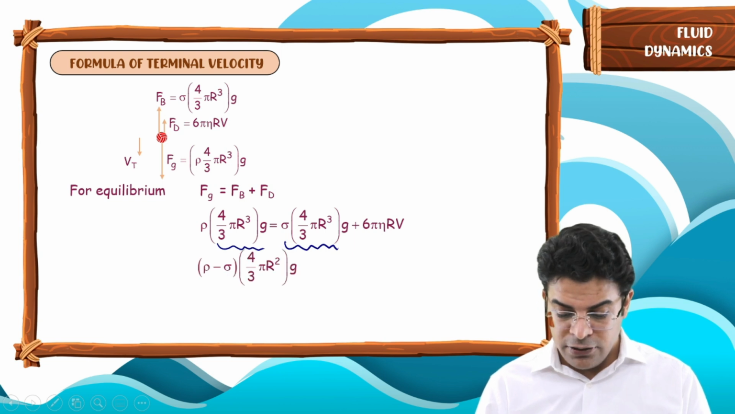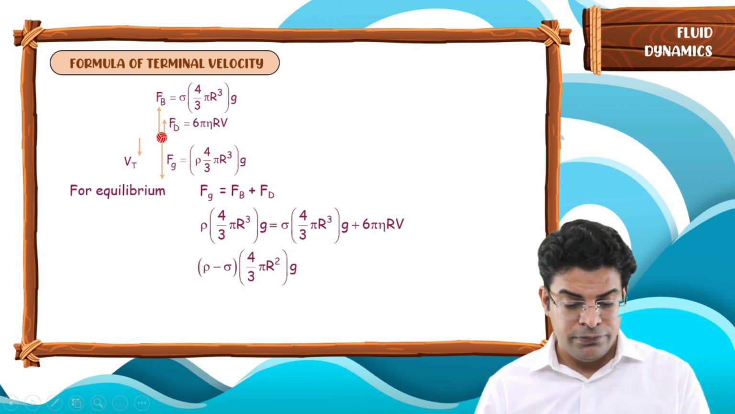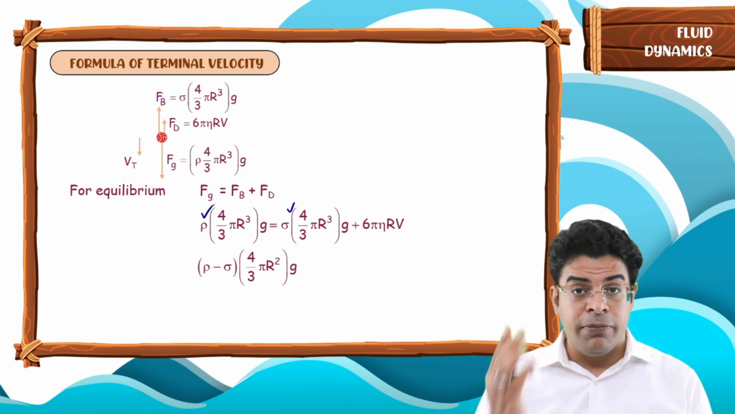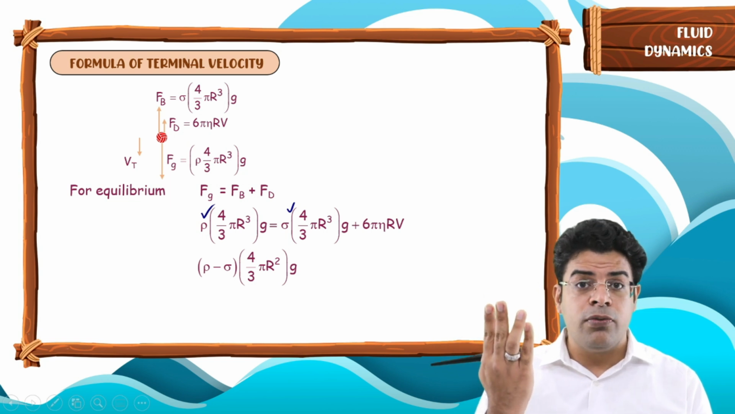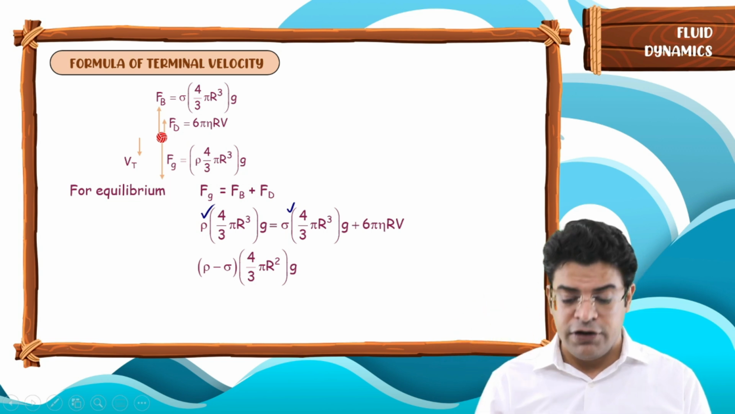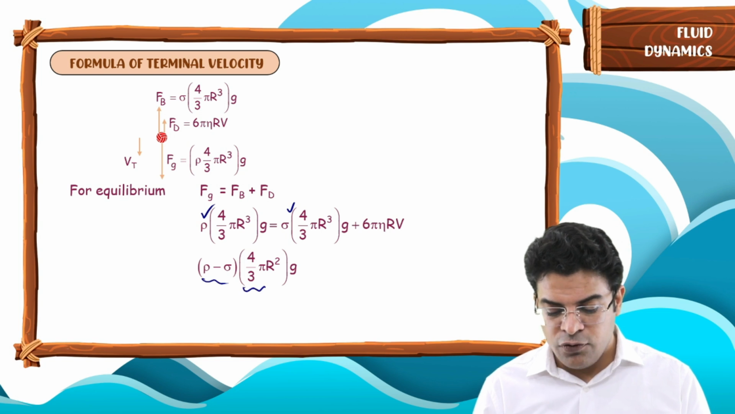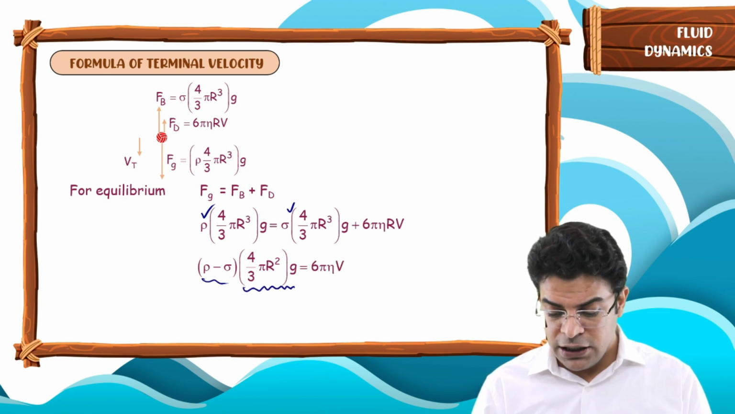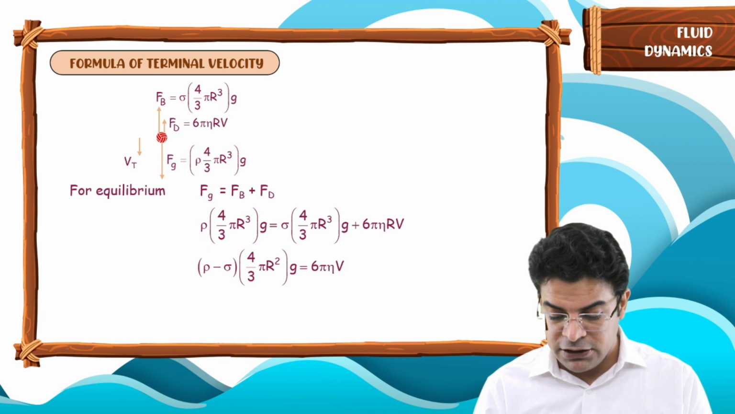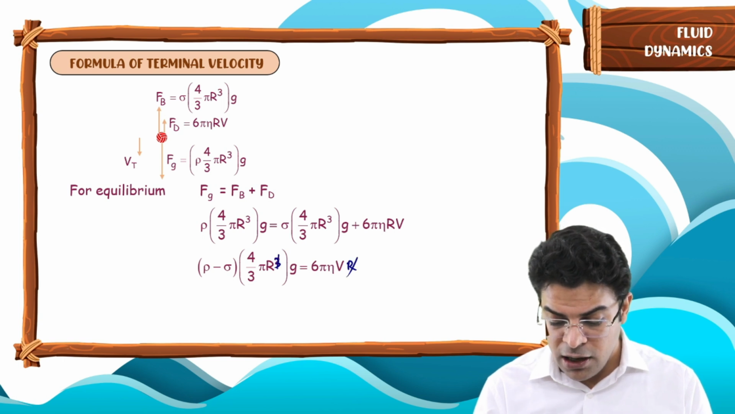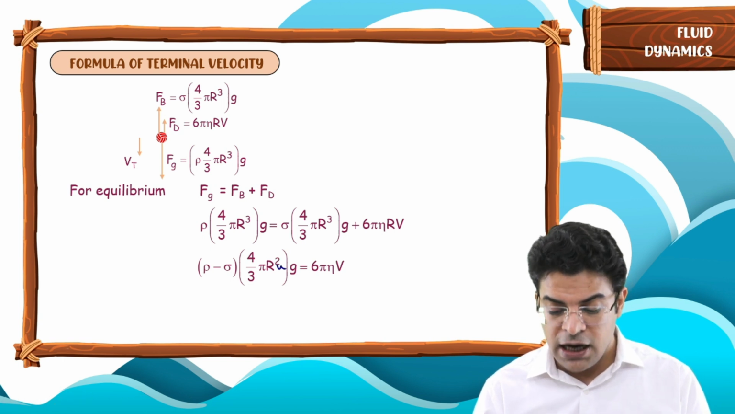So you will write rho minus sigma, bringing this whole term sigma into 4 by 3 pi r cube into g to the left hand side: rho minus sigma into 4 by 3 pi r cube into g equals 6 pi eta rv. And we have cancelled out one r from here and one r from here, so that's why it's written r square.